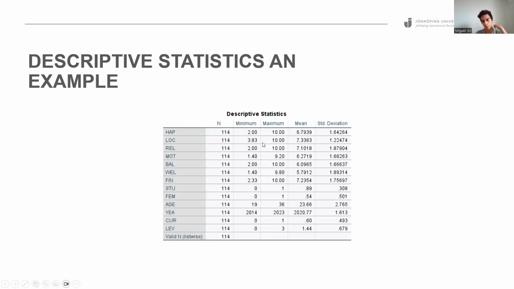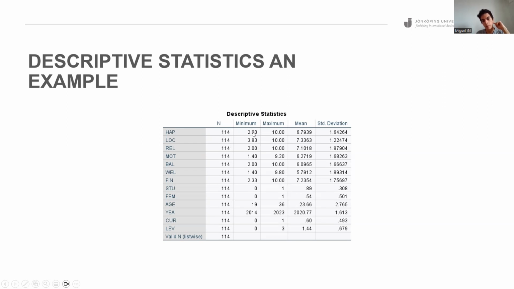This is also the output from SPSS, and we have many variables in here. The first one is happiness. It's from a survey, which is actually what we will do in our lab. But this variable measures how happy someone is, from 1, not very happy, to 10, very happy. So if you take a look at the descriptive statistics, we can see that 114 people answered the survey. That's the N, number of observations.